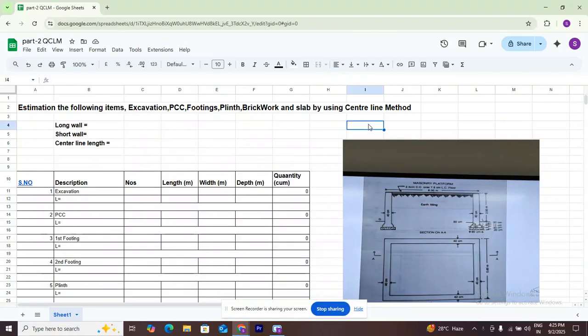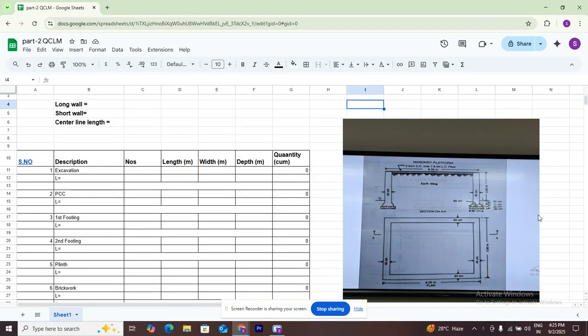Today we discuss the center line method. We need to estimate the quantities, various items of quantity. We need to discuss this one room building. We need to calculate the earthwork excavation, PCC, footing, plinth, superstructure and slab in this session.